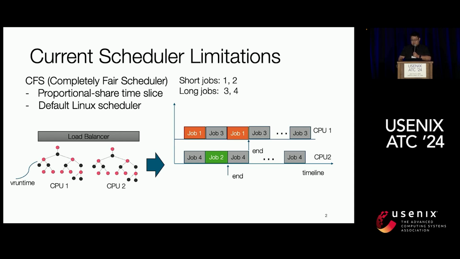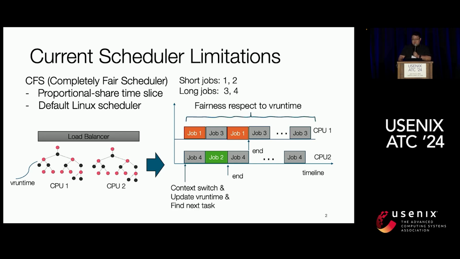In the figure, the x dimension represents the timeline, and the y dimension is the CPU resource. In this simple workload, we have 4 jobs. Among those, job 1 and job 2 are short jobs, and job 3 and 4 are long jobs. CFS will determine the context switch, update the virtual runtime, and then find the next task at each scheduling decision. Because CFS always picks the task with minimal virtual runtime, it can guarantee fairness.